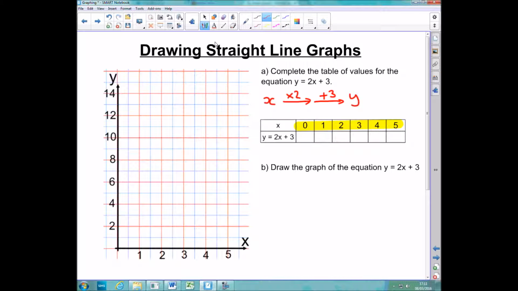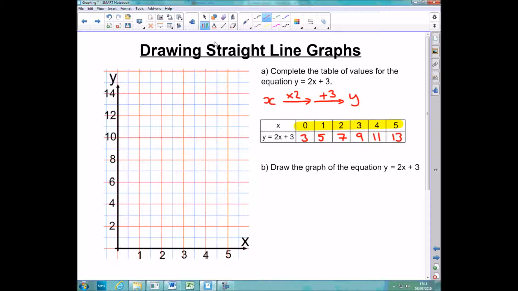here. So starting off, 0 times 2 is 0, plus 3 gives me 3. 1 times 2 is 2, plus 3 is 5. 2 times 2 is 4, plus 3 is 7. 3 times 2 is 6, plus 3 is 9. 2 times 4 is 8, plus 3 is 11. And 2 times 5 is 10, plus 3 is 13. So I've now completed my table.